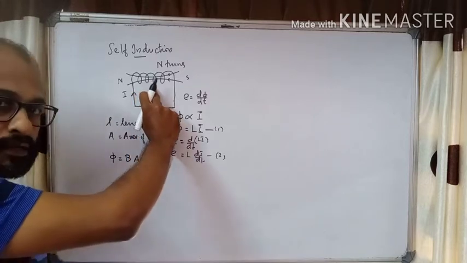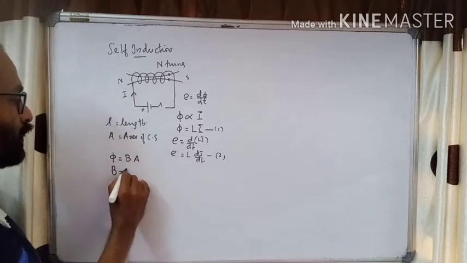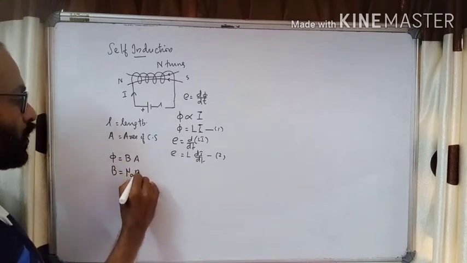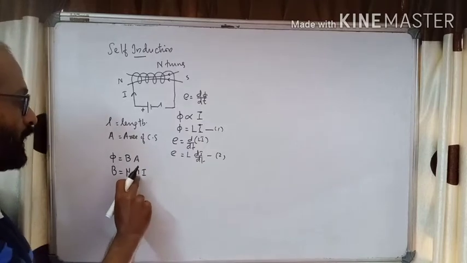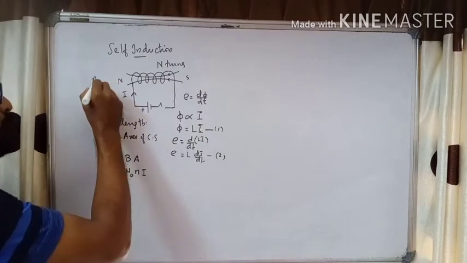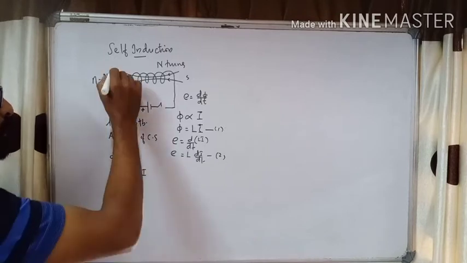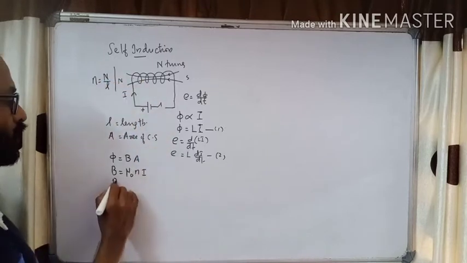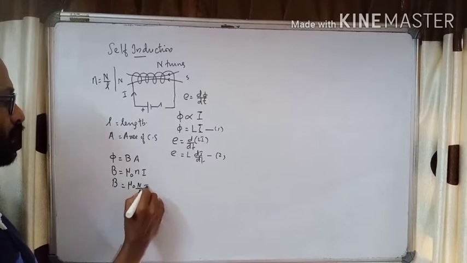In moving charge and magnetism we have seen a solenoid produces a magnetic field given by mu 0 small n into I. Small n is the number of turns per length. Small n is equal to capital N divided by length, that is N by L. I can substitute here N by L. So B is equal to mu 0 N by L into I.